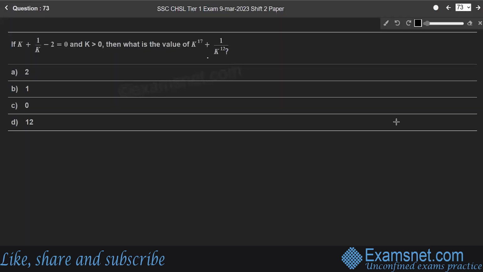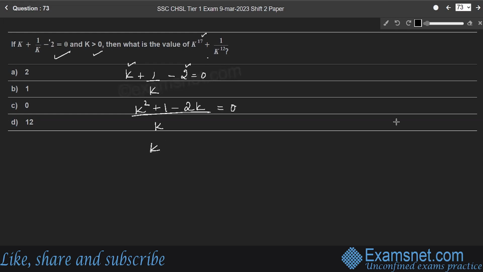Question 73. If k plus 1 by k minus 2 is equal to 0 and k is greater than 0, then what is the value of k raised to 17 plus 1 by k raised to 12? So here k plus 1 by k minus 2 is equal to 0. So take k as LCM here, right? So the first term becomes k into k square plus 1 minus 2 into k, that is 2k, is equal to 0, right?